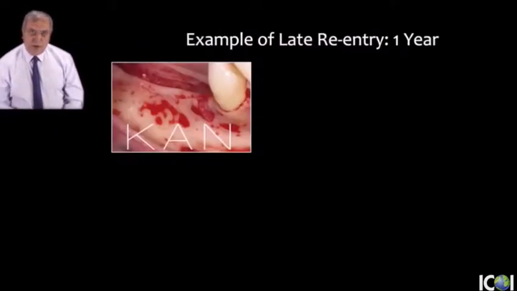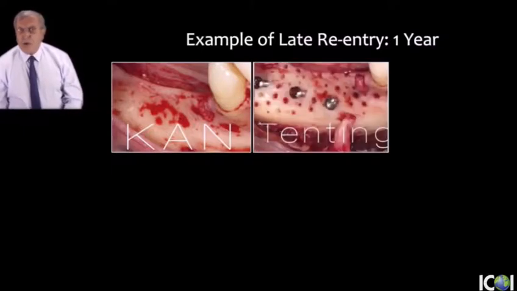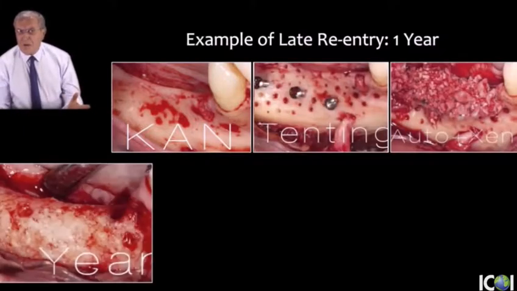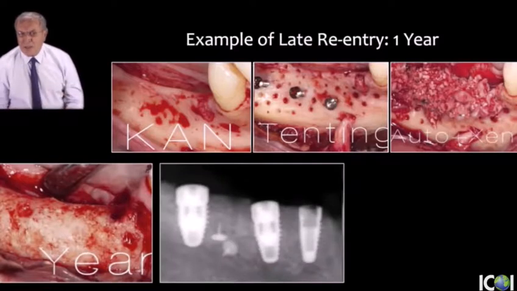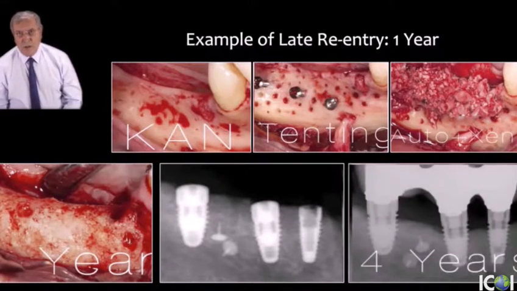An example from my friend Joseph Kahn. He waited 1 year to re-enter. 1 year. And then after the augmentation with screw tenting, simple, the bone is so dense, but the future of this bone is critical because if it is too dense it will behave as a cortical bone.